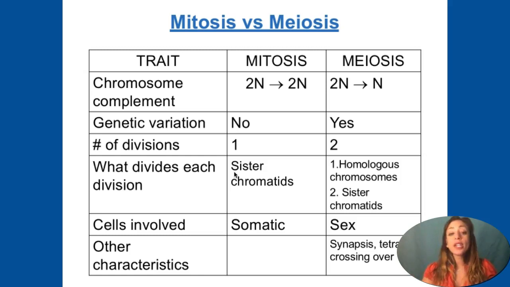And any other characteristics that you should take note of or understand, in particular in meiosis, you should understand what synapsis is, the chiasmata, what a tetrad is, and what crossing over and independent assortment are.